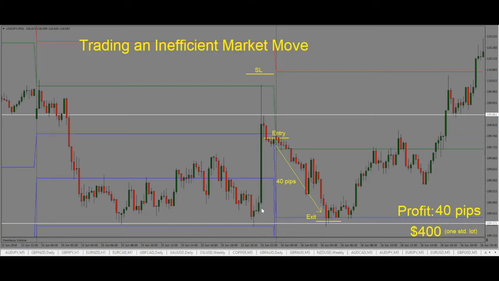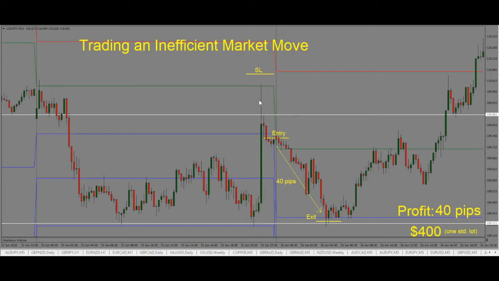Just to recap here, an inefficient market move is where price takes off to the upside very, very rapidly. And these moves tend to be created by some comment or news. So we're looking for price to come and fill this inefficiency. So the inefficient moves generally creates a vacuum in the market because price moves so rapidly. It's like an elastic band. It then snaps back into where it's supposed to be.